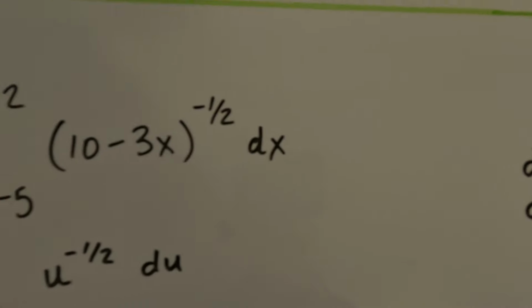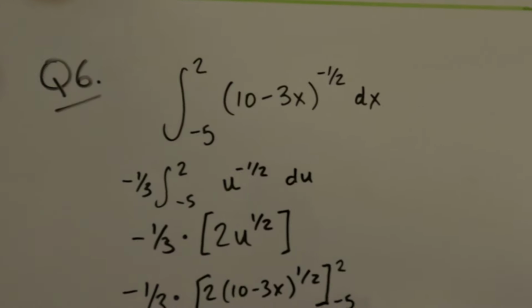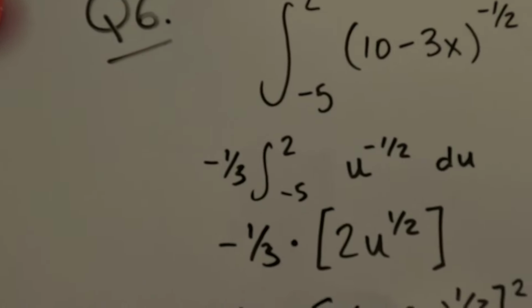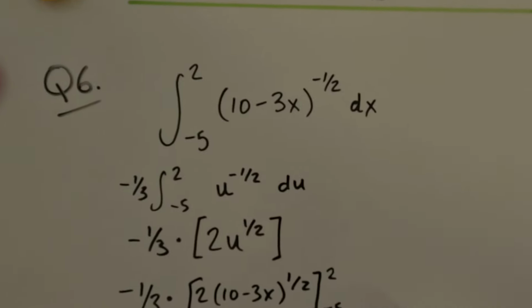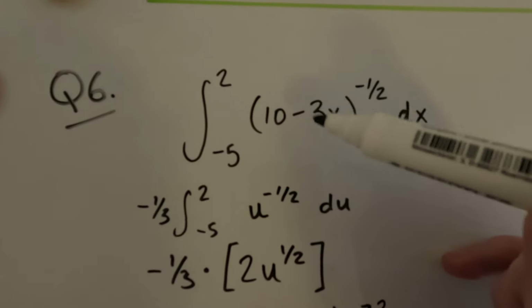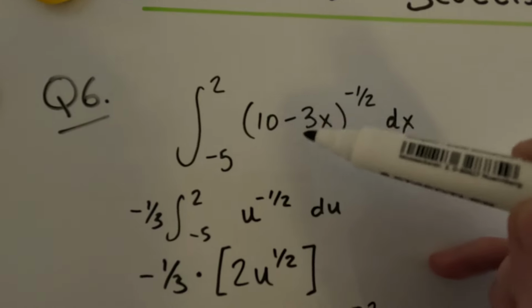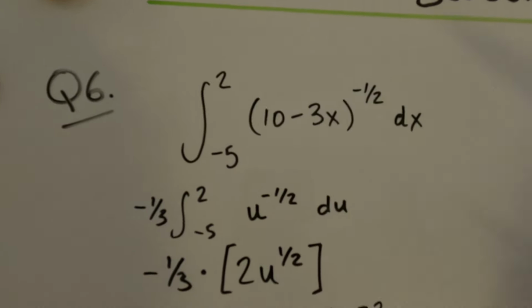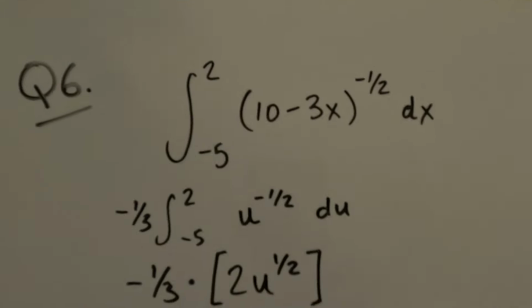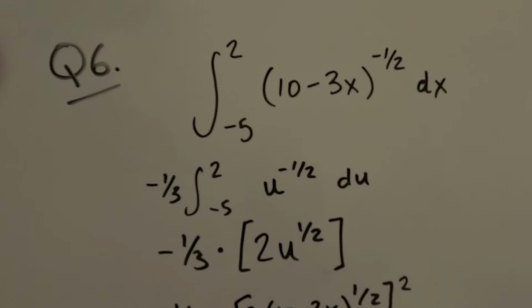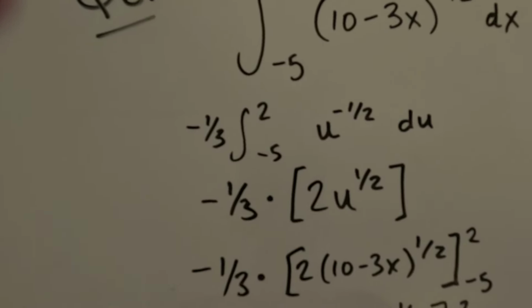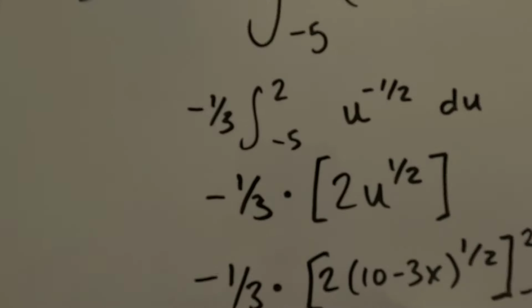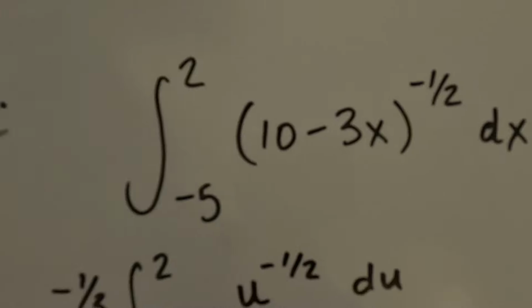Make sure you change your dx into du. And then make sure you have your constant coming outside the integral sign over here. Don't forget your minus 1/3 and those kind of things. So generally speaking, whatever that coefficient of x is, you're going to be taking 1 over that, and multiplying 1 over that by the integrand when you change your variable to u. So that's where the minus 1/3 comes from. It's basically 1 over the coefficient of x in that linear term.